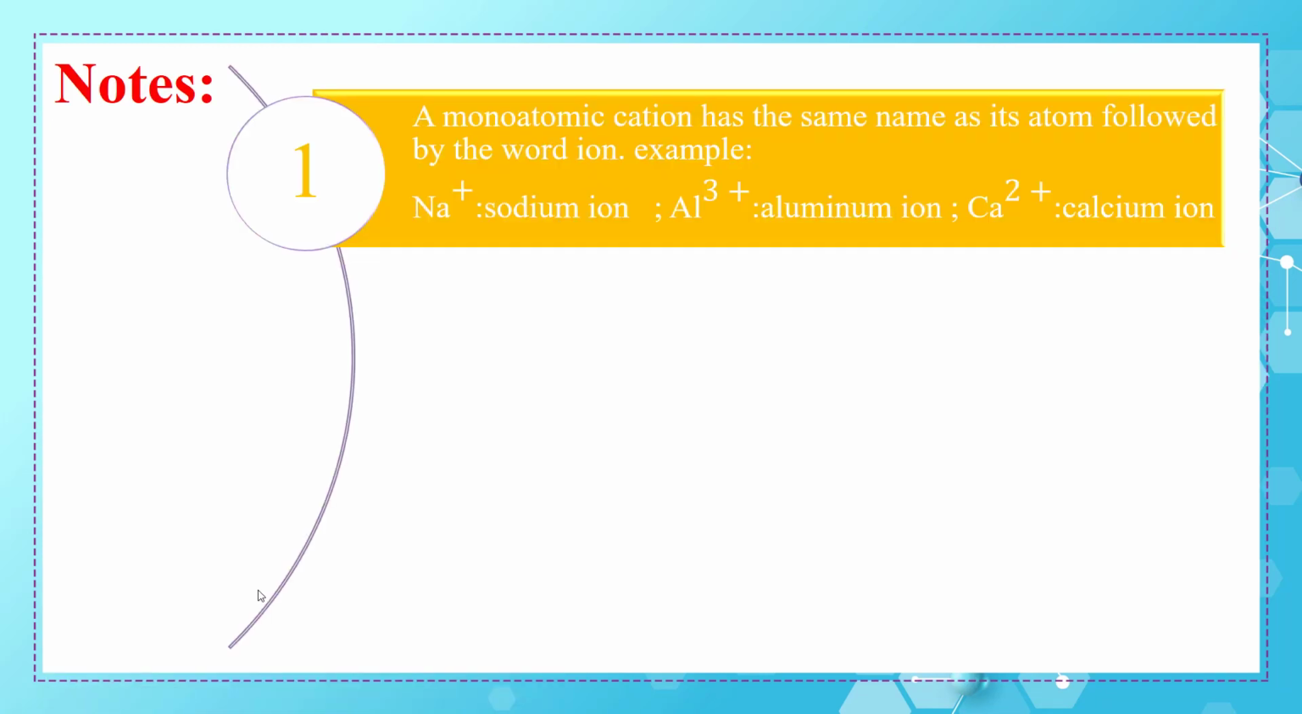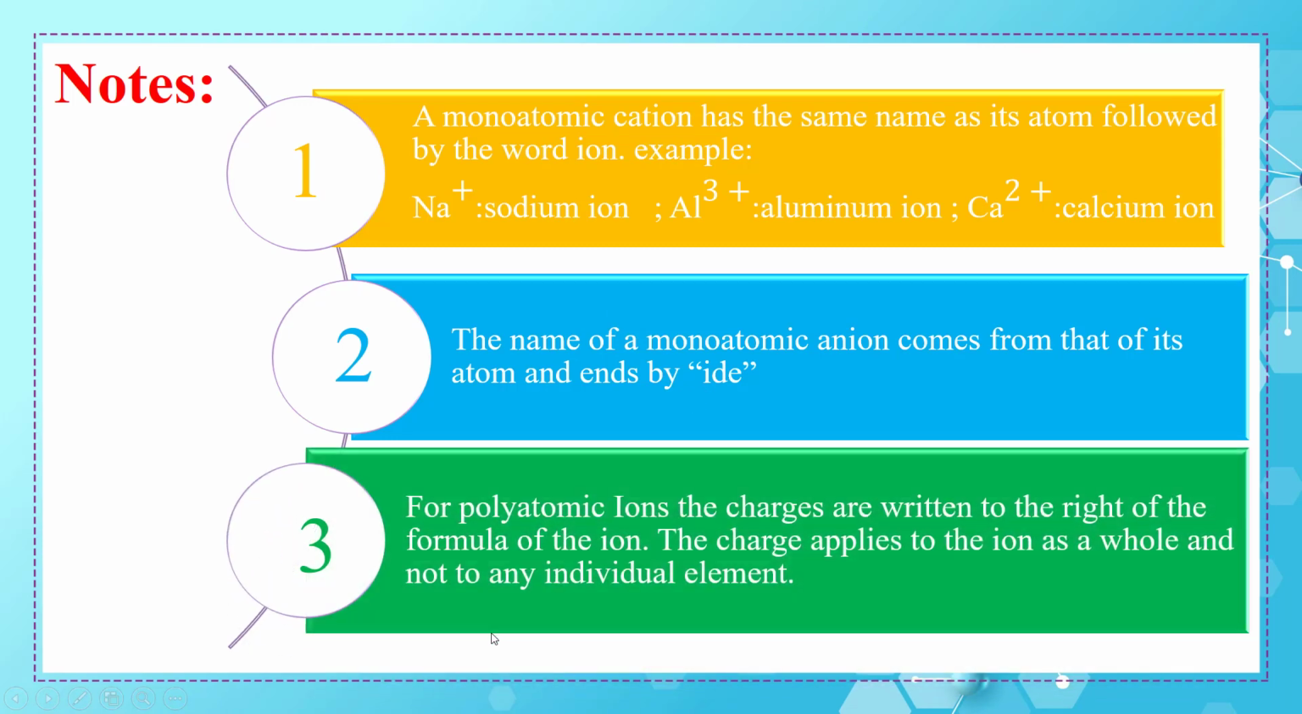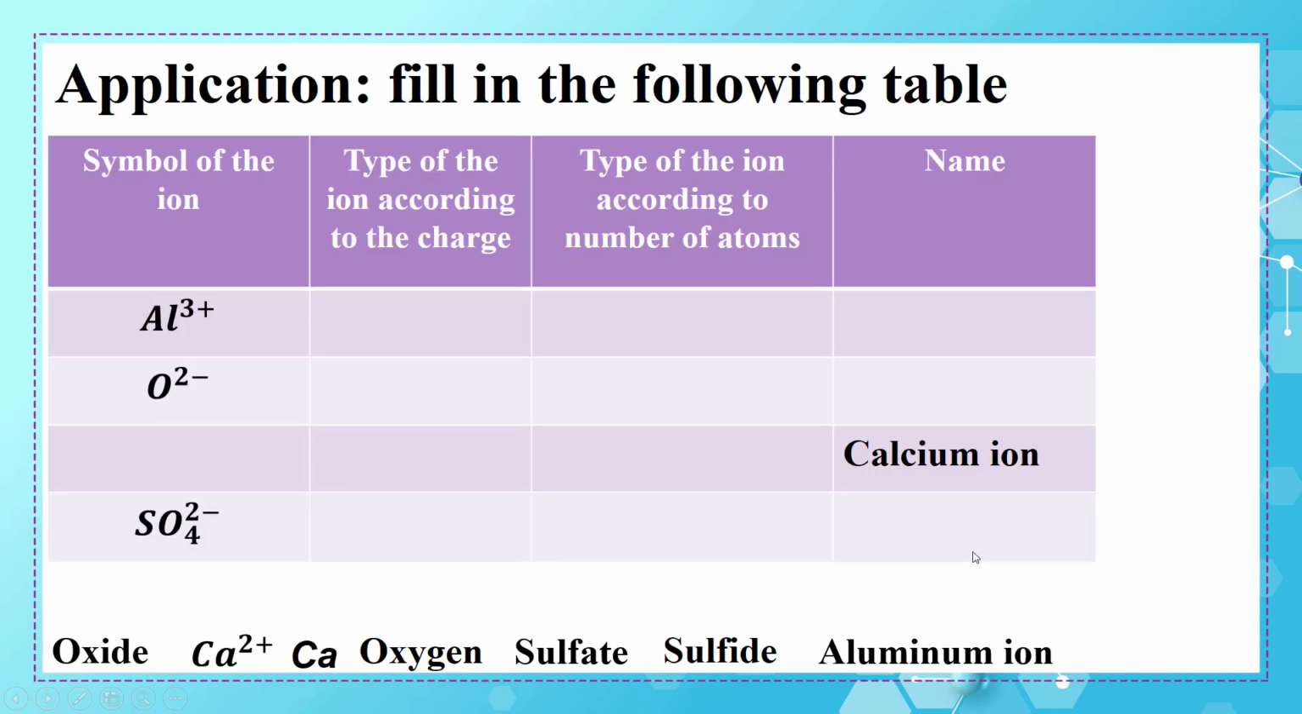As a summary, a monoatomic cation has the same name as its atom followed by the word ion. Example: Na+ sodium ion, Al3+ aluminum ion, Ca2+ calcium ion. The name of a monoatomic anion comes from that of its atom and ends by IDE. Rule 3: for polyatomic ions, the charges are written to the right of the formula of the ion. This charge applies to the ion as a whole and not to any individual element.